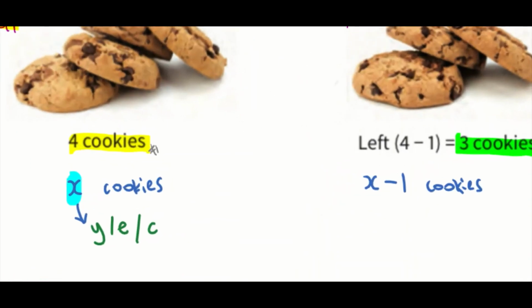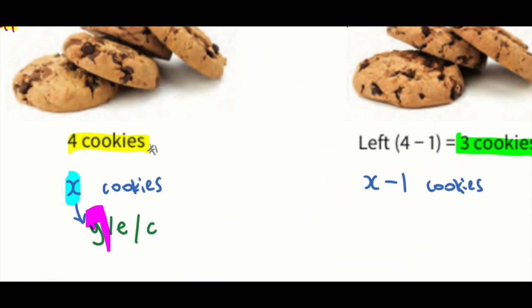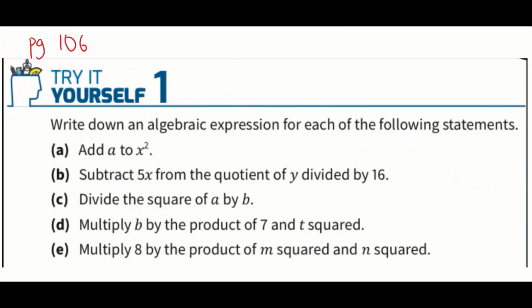But let's say I'm using y. If he has y cookies at the start, then how many cookies does he have left? y minus 1. Yes, you have understood how to use the alphabets. Okay, now let's go to page 106 and try these examples.